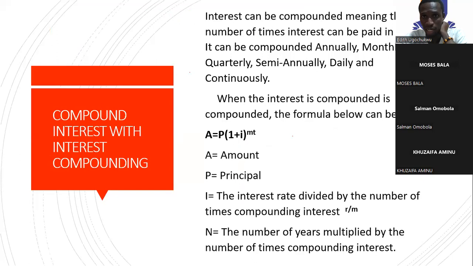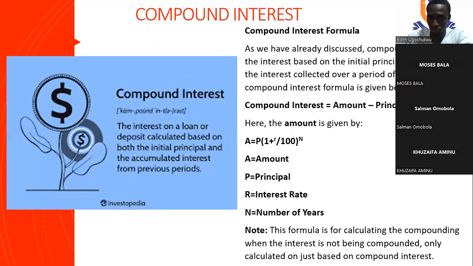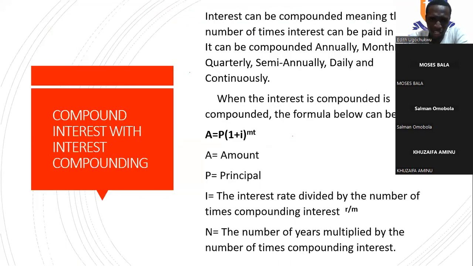You see the formula when it is compounded is different from when it is not compounded. This first formula that is raised to power n is when the compound interest is paid annually. But this next formula, raised to power mt, is when the compound interest is paid either monthly, quarterly, semi-annually or daily. In that process, the interest is compounding, so you are breaking down the interest into this number of periods. Are we together?